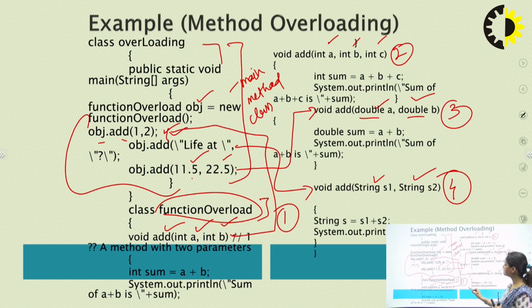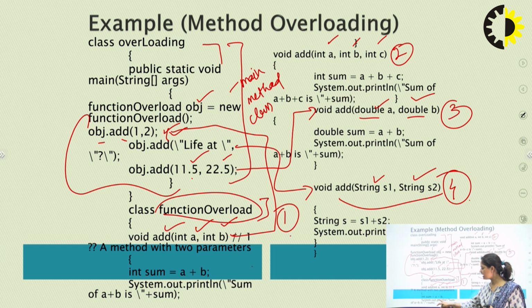So the first call is for the first add method, the second call is for the fourth add method, this one string based, and the third call is for our double, third add function. And they have different bodies. Although all three are performing an addition operation, the number of operands is different in each of them.